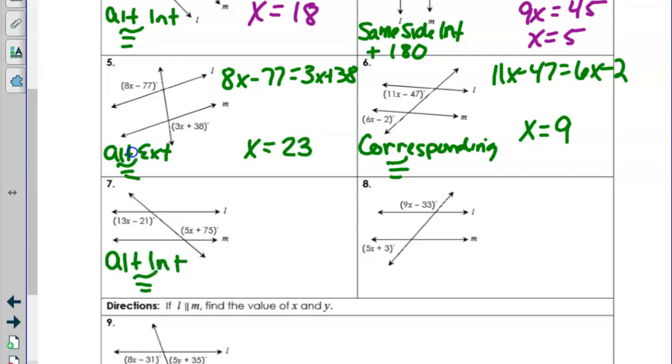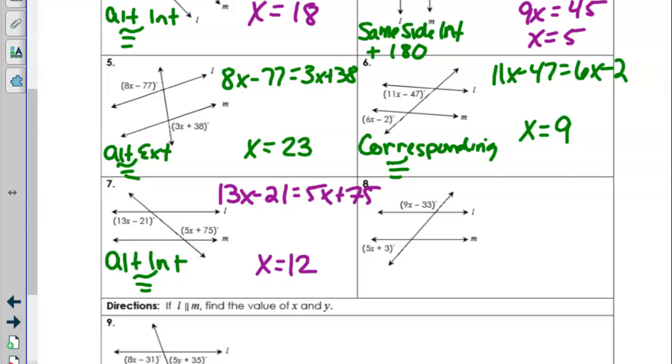Good. So we did 13x minus 21 equals 5x plus 75. And what does x equal? 12. Perfect. Does anybody need to see that one solved?